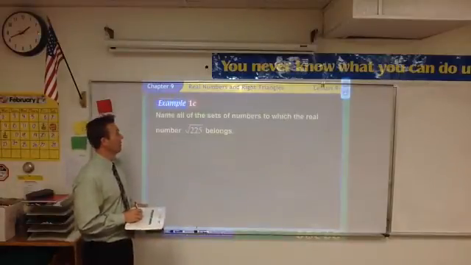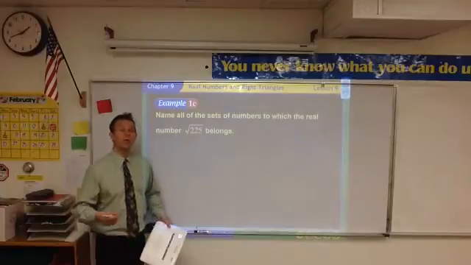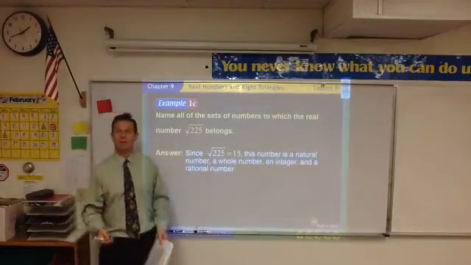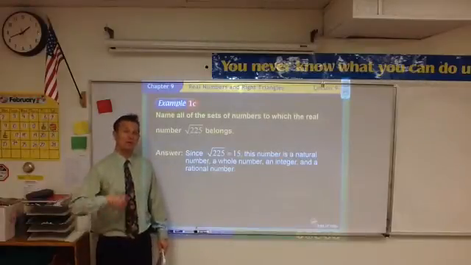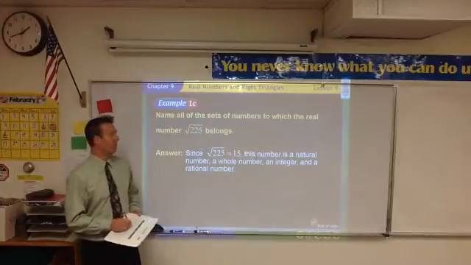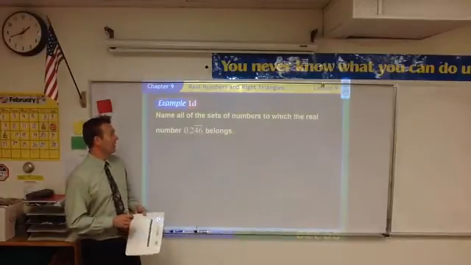Okay? Here's the next example, square root of 225. Well, what we have to do is we have to find out what the square root of 225 is. It happens to be 15. 15 is a natural number, it's a whole number, it's an integer, and therefore it's a rational number, so it encompasses all 4.